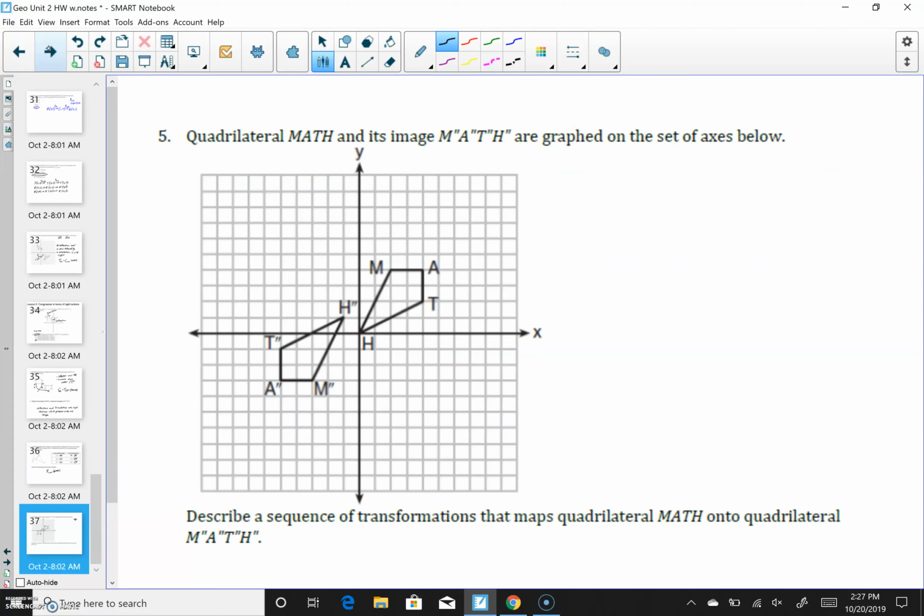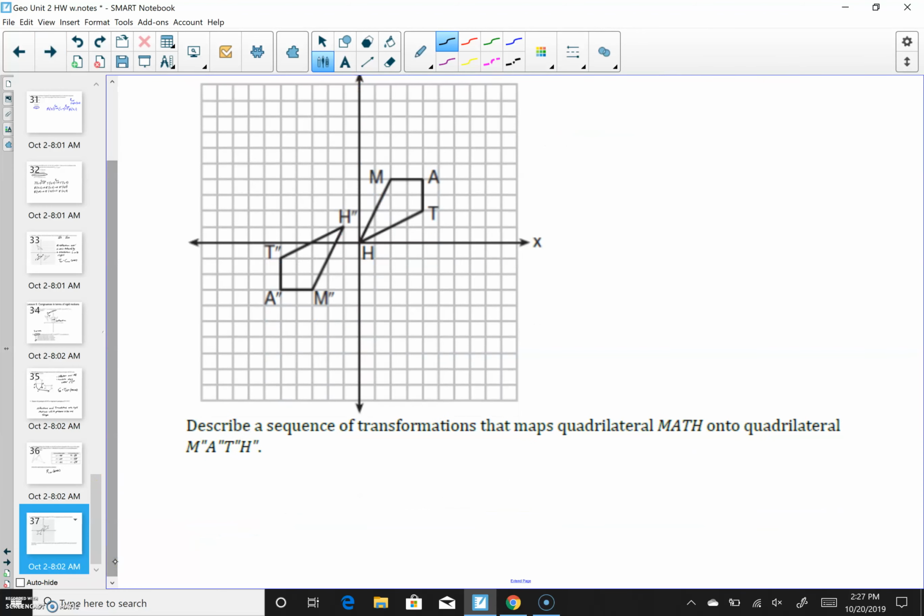Then our last piece, quadrilateral MATH and its image M double prime and so forth, are graphed on the set of axes below. Describe a sequence of transformations that would map the quadrilateral MATH onto the double prime. Now again, be careful. Make sure you're starting on the right shape.